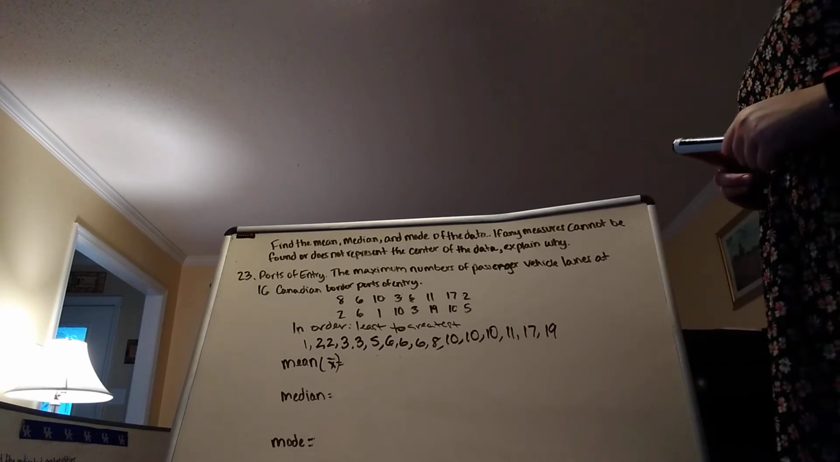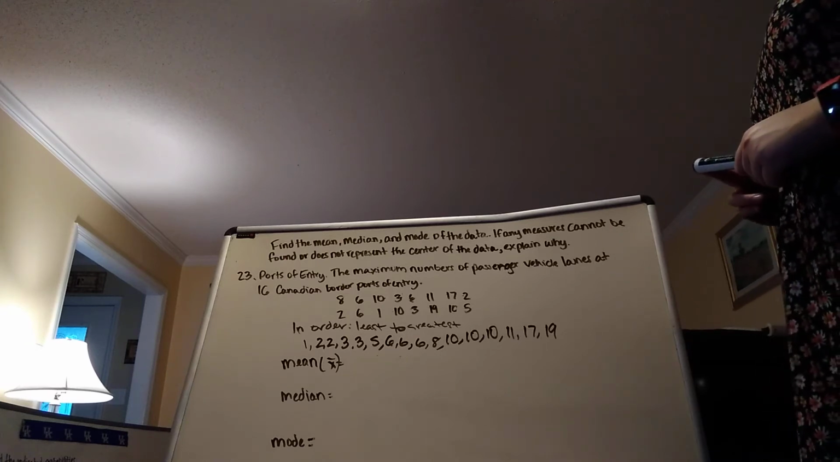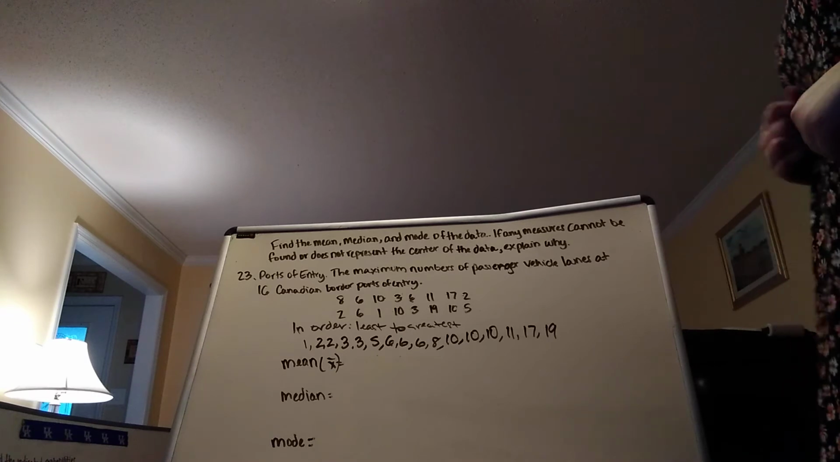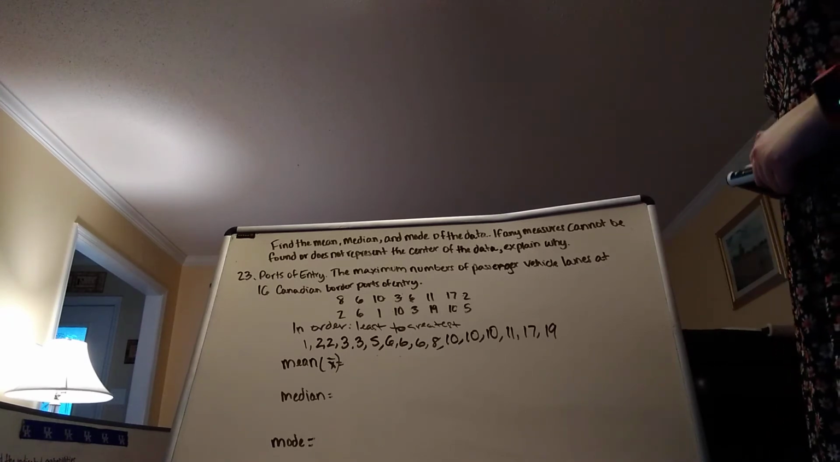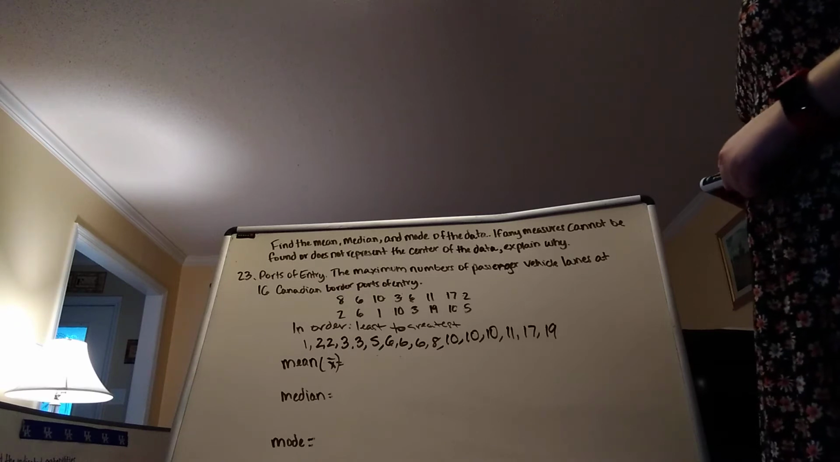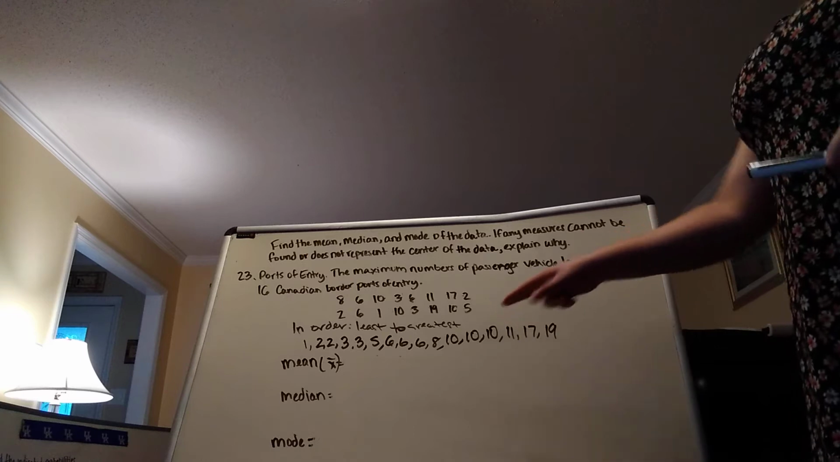And it reads, find the mean, median, and mode of the data. If any measures cannot be found or does not represent the center of data, explain why. So we're going to number 23, and it reads, ports of entry. The maximum numbers of passenger vehicle lanes at 16 Canadian border ports of entry. Now, our data points are listed below.